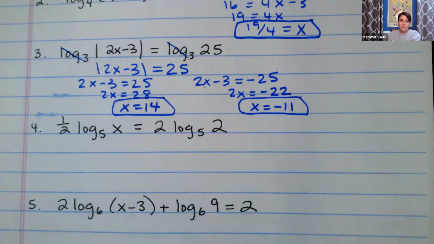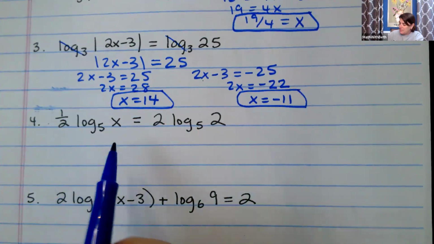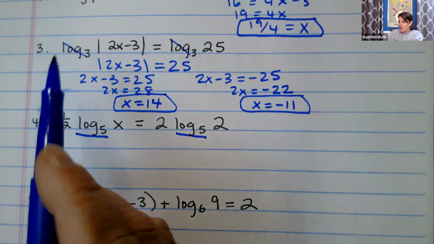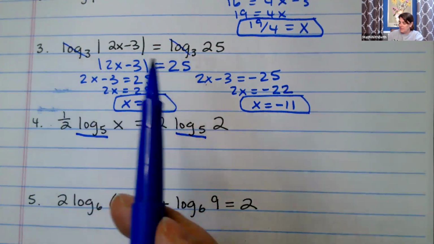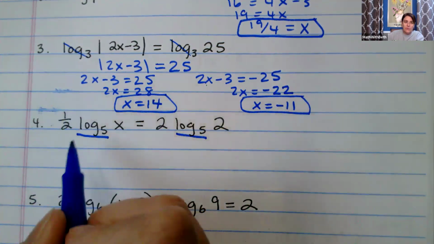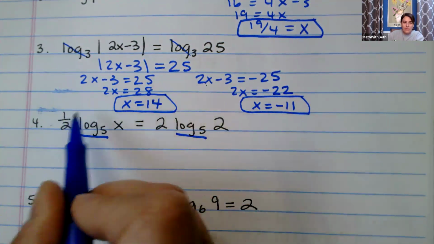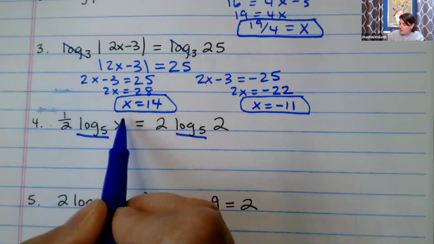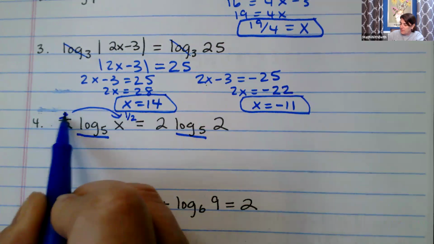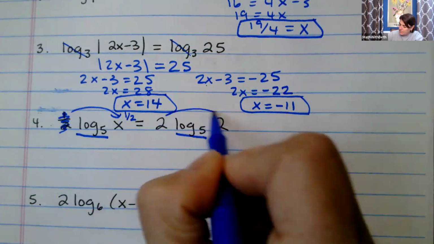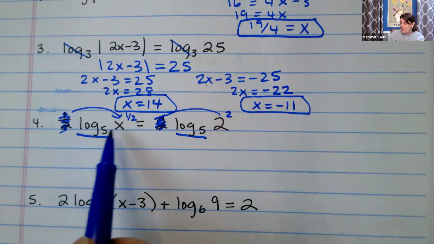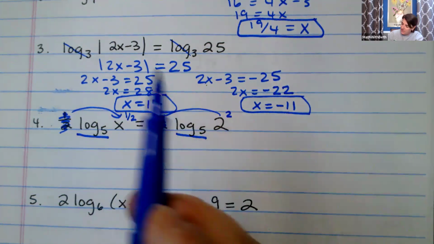Okay, so I have the same type of thing going on, but I don't just have the logs by themselves. I have these numbers out front. So this time we're going to use the opposite of that power trick and put the numbers in front up as the exponents so that they're not in front anymore. So now I have log base 5 of this equaling log base 5 of this.